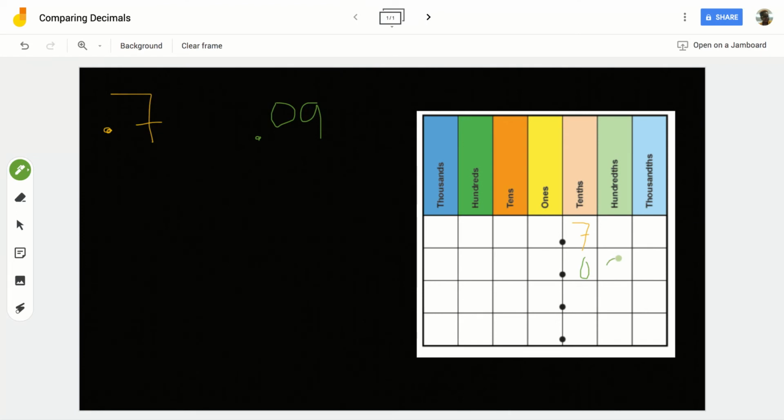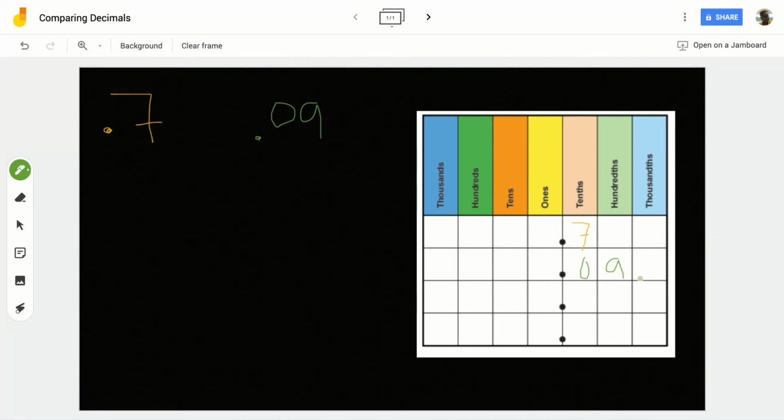So I'm going to look at my chart and I'm going to compare my numbers. My numbers are lined up. I'm just going to look at the lined up numbers and see which number is greater. All right, in our tenths column, we have a 7 and a 0. We know that our 7 is greater. That's it. That's our largest number.